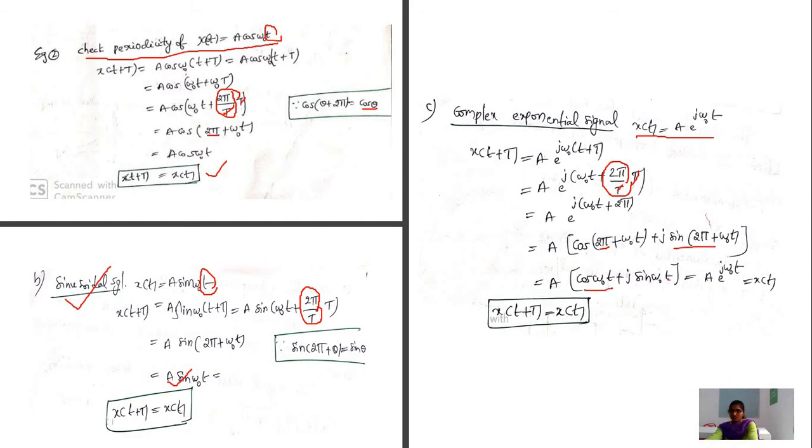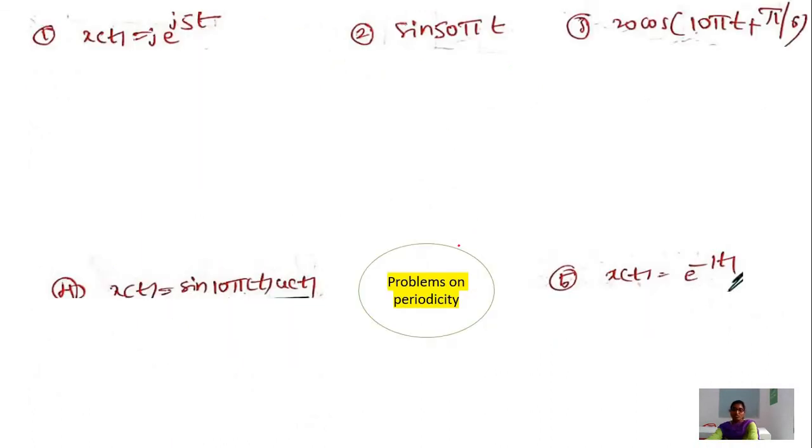Sin of 2 pi plus theta is sin theta only. Finally, you get the same original signals. Remember, all the cos signals, sine signals, and complex exponential signals will come under periodic signals. On the next slide, let us solve some problems on this periodicity.